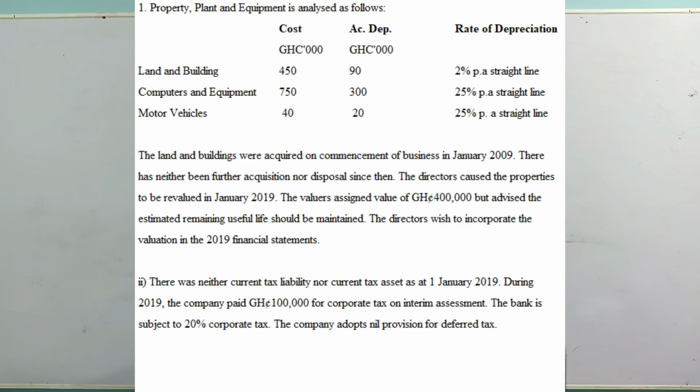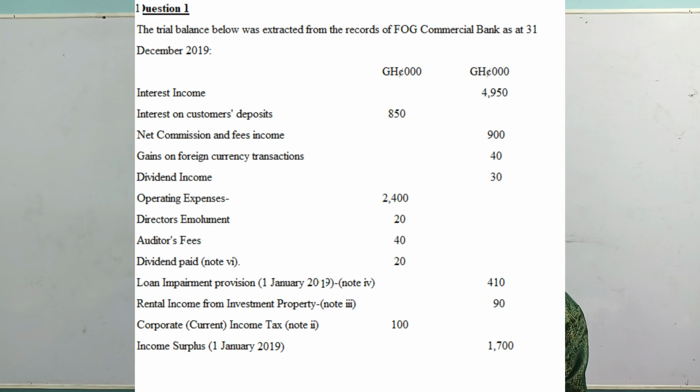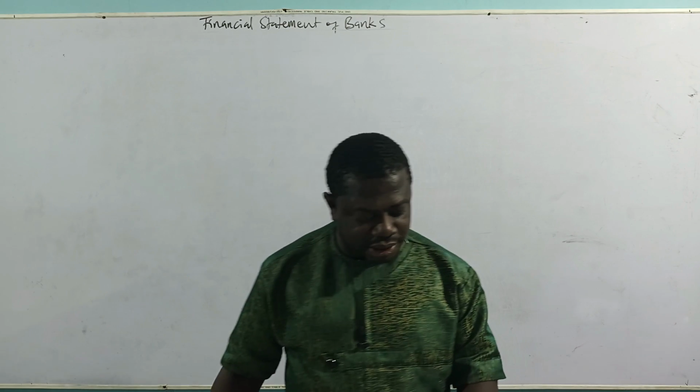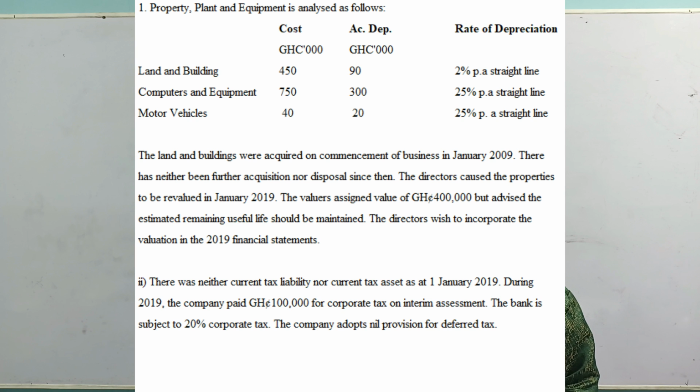Additional information 2. There was neither current tax liability nor current tax asset as at 1st January 2019. So we are good to go. During 2019, the company paid 100,000 for corporate tax on interim assessment. That is what we find on the trial balance. If you go to the trial balance, you see that we have corporate income tax, which is 100 on the debit side. That is what they are telling you that they have paid for the year. Okay, so that one was on an interim assessment. So we move on. They have already paid that.